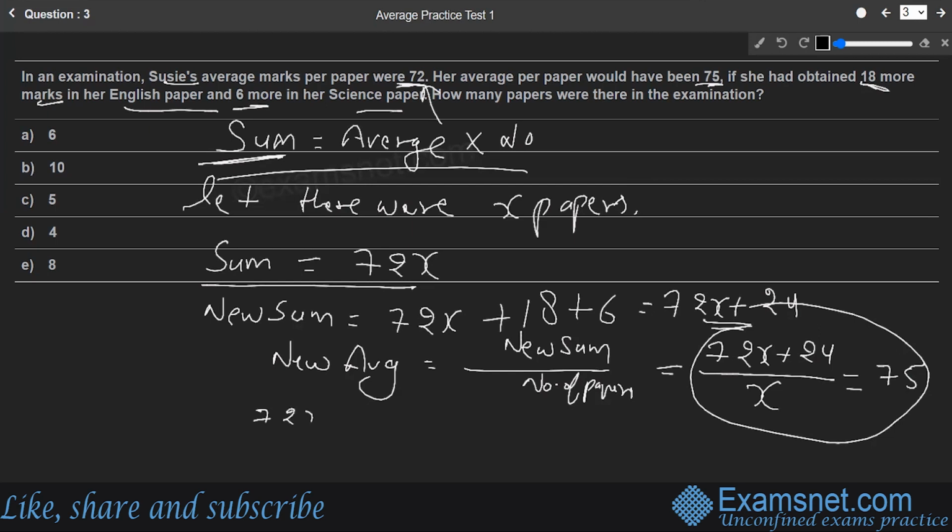So it's going to be 72x plus 24 is equal to 75x, which gives us 3x is equal to 24, which further gives us x value as 8. So how many papers were there in all? There were 8 papers. So that is the answer available in option E, which becomes the right answer.